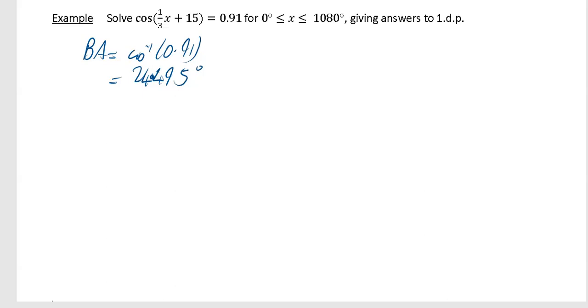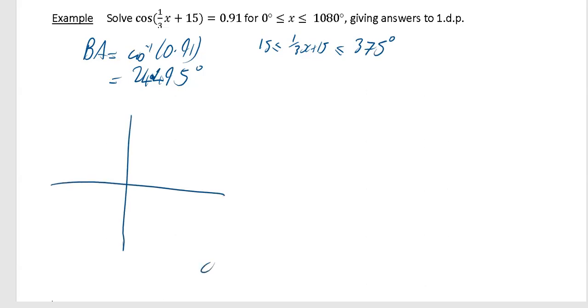So we had 0 is less than or equal to x is less than or equal to 1080, I should say. So 1/3 x plus 15. So multiply your 0 by 1/3 and then add 15, gives you just 15. And then multiply 1080 by 1/3 and then add 15 is going to give you 375 degrees.